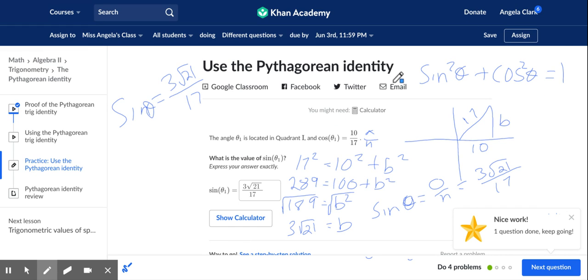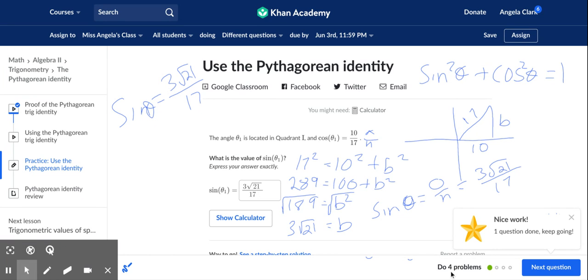If you want to use this, by all means, go ahead. This identity is very much a good thing to know, and you will be using it a lot in pre-calc, in the trig section of pre-calc. But for this type of problem, I think it's more intuitive to use this way of solving it, but that's up to you.